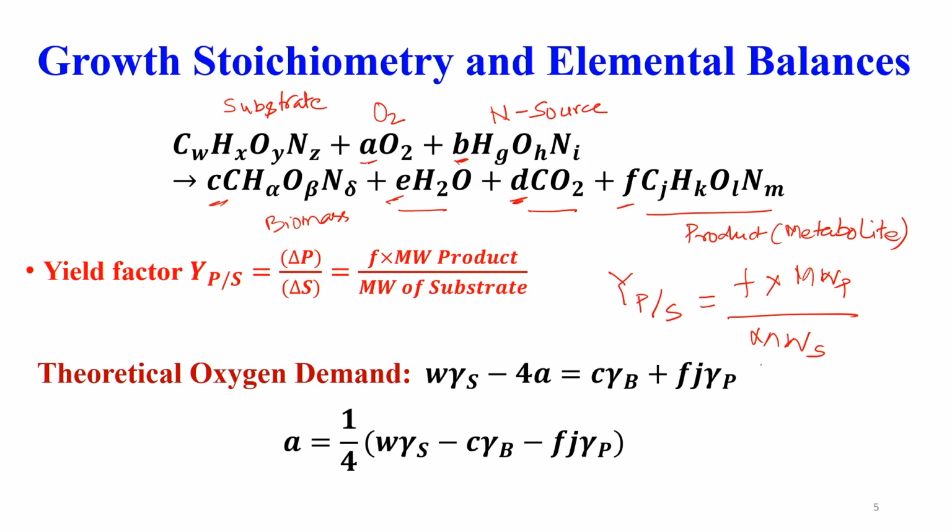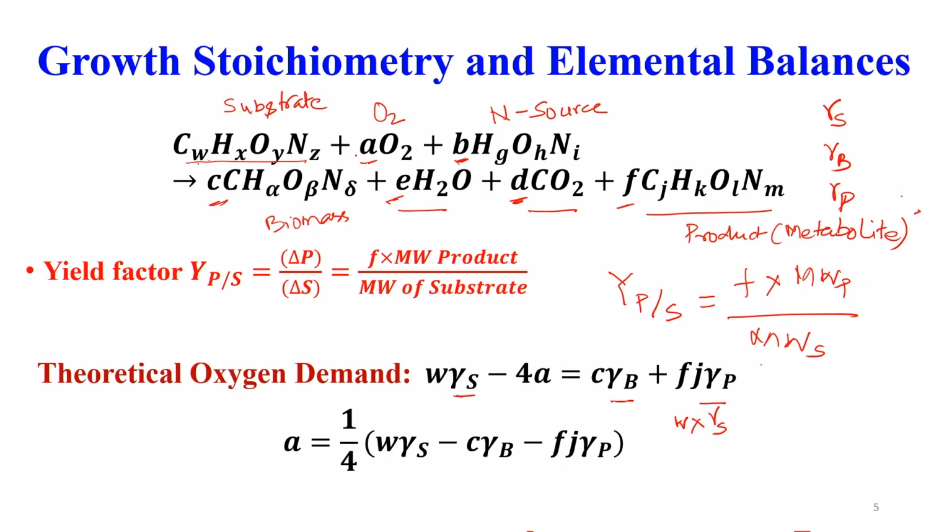Before proceeding to the electron balance, as I told, we have to calculate the degree of reduction. Here we are going to have gamma of substrate, gamma of biomass and gamma of the product. Once we know this degree of reduction, let us apply it. This will be gamma S into the carbon stoichiometry W, so this will be W into gamma S.